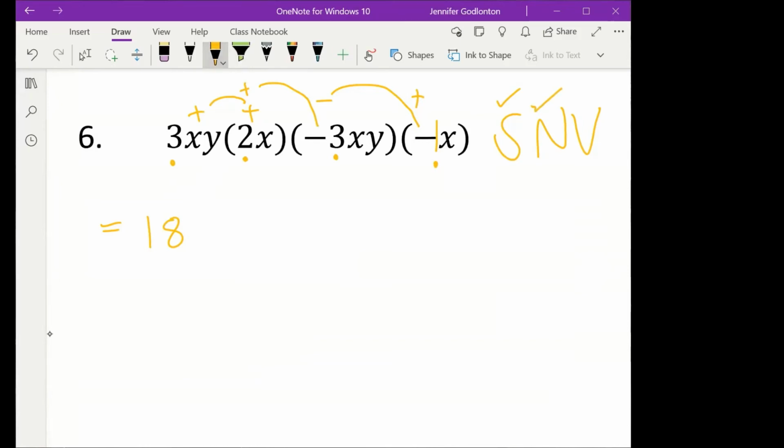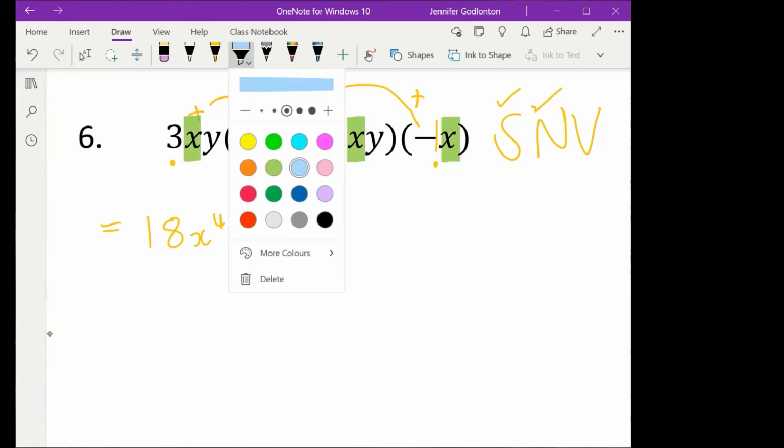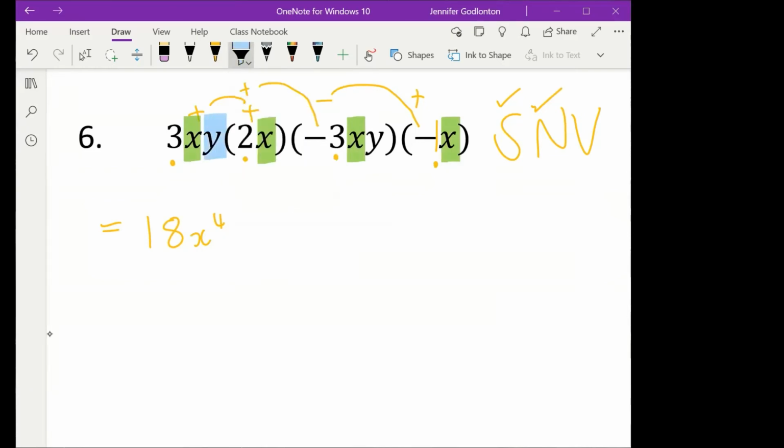So that was our numbers. Check. Variables: 1x, 2x's, 3x's, 4x's, x to the power of 4. Then we look at our y's. 1y, 2y's, y to the power of 2. Okay. So I see some people got to the 18. Some people got to the x to the power of 4. Some people got to the y squared.